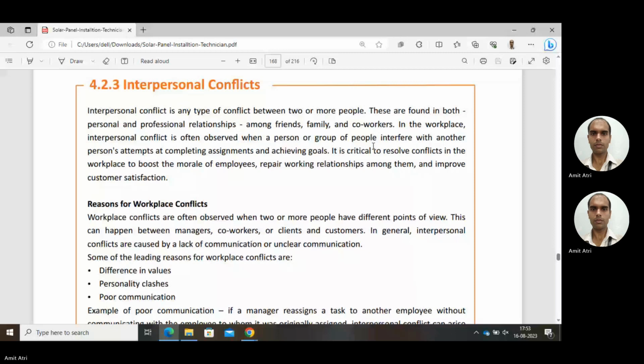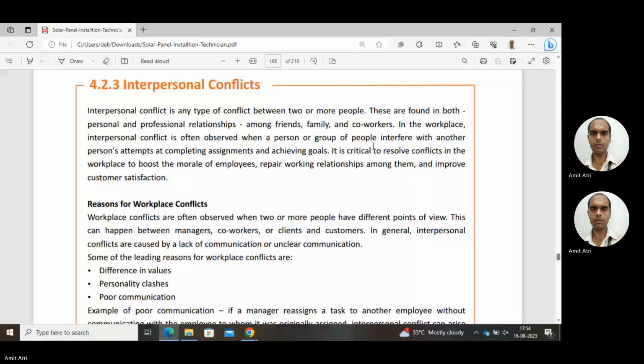Reasons for workplace conflicts. Workplace conflicts are often observed when two or more people have different points of view. Very common. Different people, different views. This often gives rise to conflicts. This can happen between managers, co-workers, or clients and customers. Anywhere, if the opinions or points of view are dissimilar, conflicts will rise.